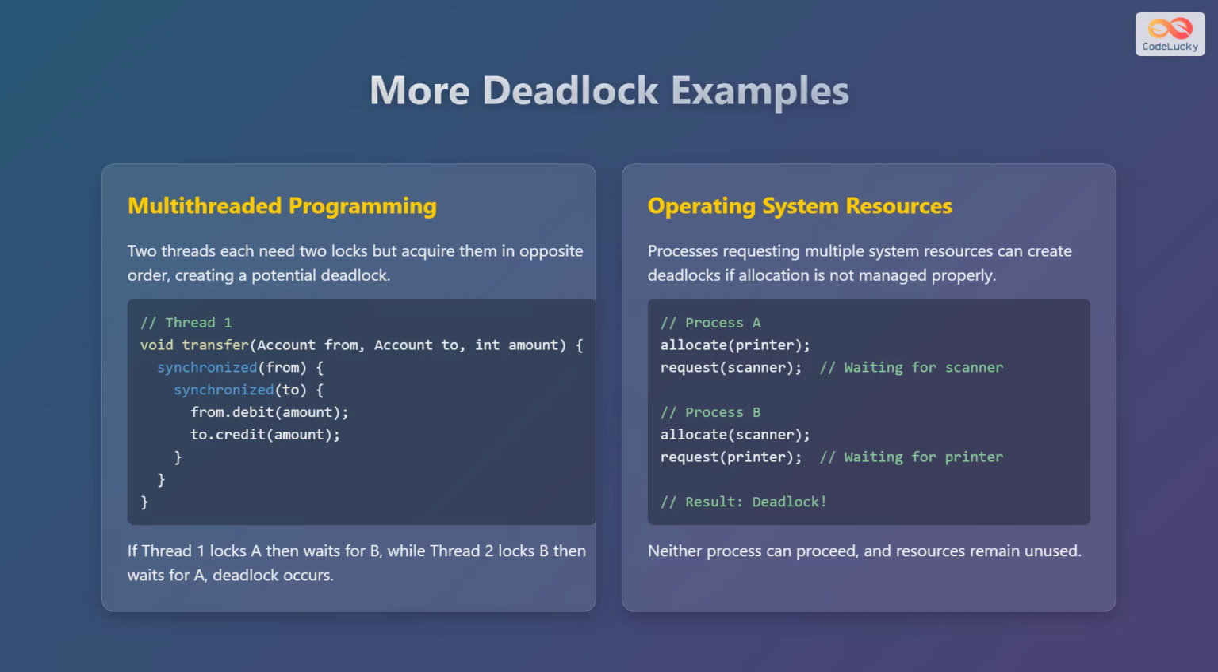Second example is operating system resources. Processes requesting multiple system resources can create deadlocks if allocation is not managed properly. Neither process can proceed, and resources remain unused. The code snippet displays the operating system deadlock scenario.